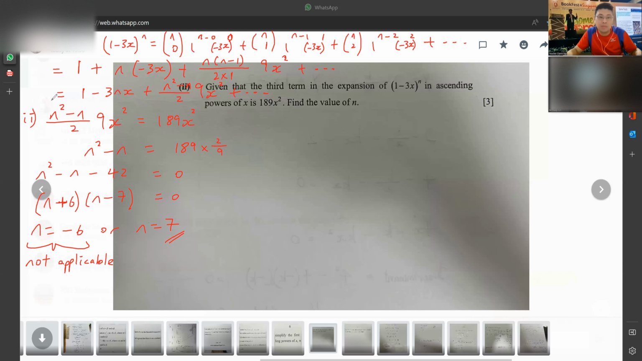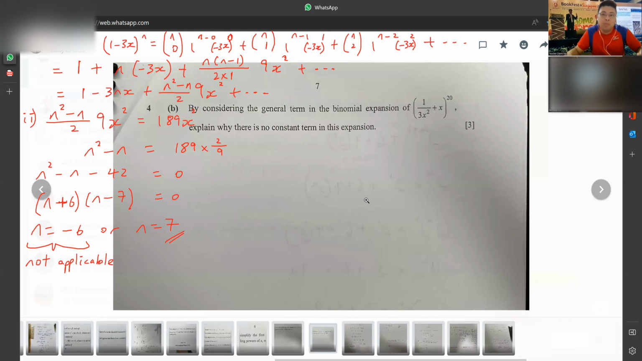Okay, next one. By considering the general term. Okay, these are all linked one. I guess it's all linked. They say general term, right? So you have to craft out the general term formula. I'm going to leave my answer for part A here first, in case I need them. So you're going to create or tailor-made a formula for the general term.